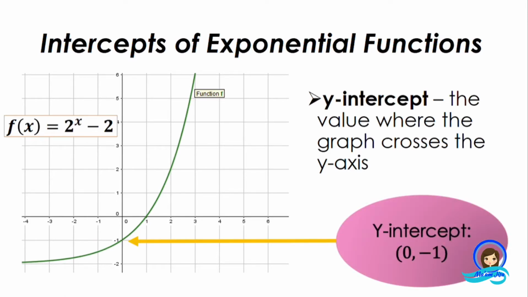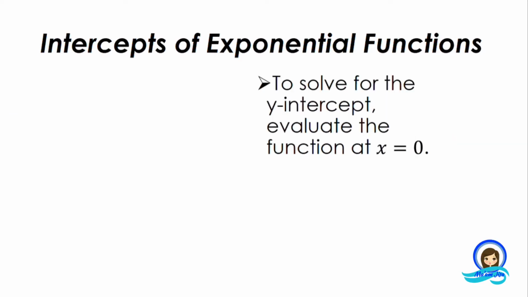In an ordered pair, the first value is the abscissa while the second value is the y-coordinate. And this value is our y-intercept. To solve for the y-intercept, evaluate the function at x equals 0.